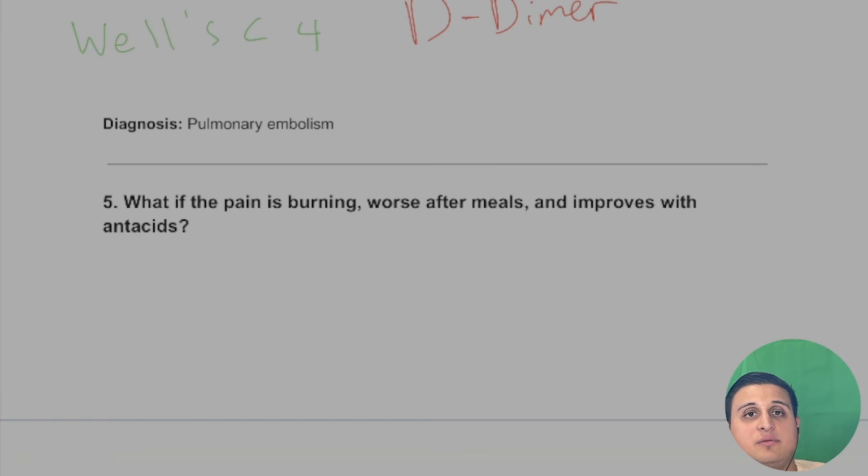Let's move on to this next one. We have this acute chest pain, shortness of breath, and now we have that the pain is burning, worse after meals, and improves with antacids. Well, in this case, maybe the shortness of breath isn't that big of a symptom in this specific diagnosis, but the acute chest pain, this would be something like GERD, right?